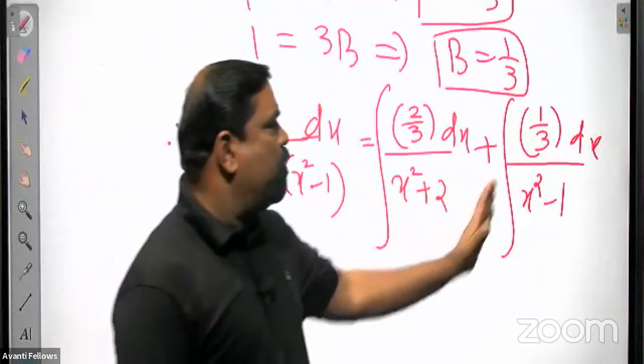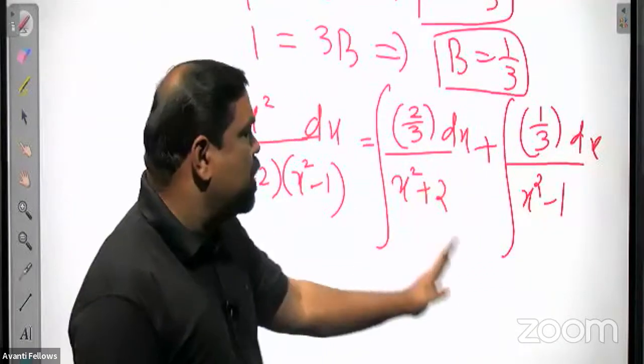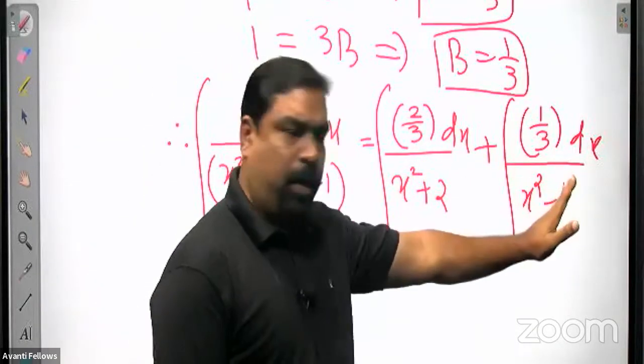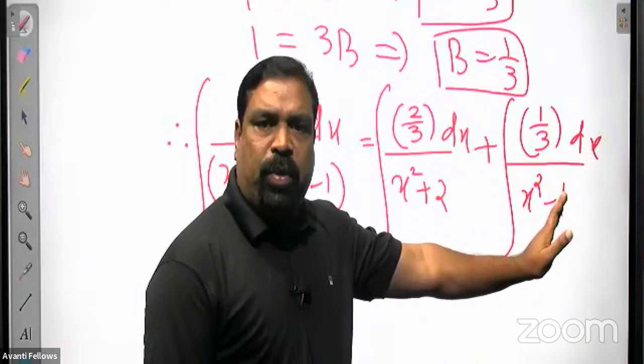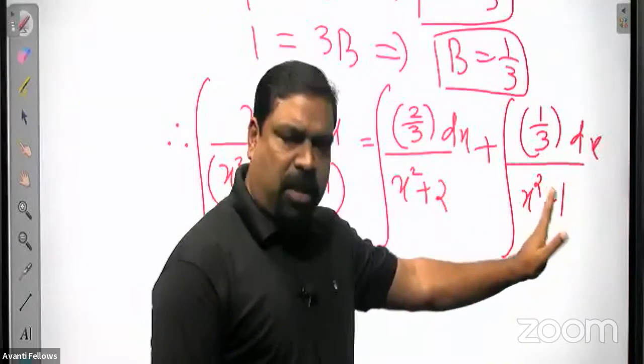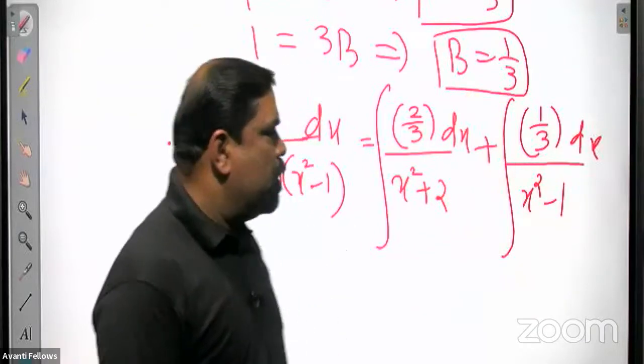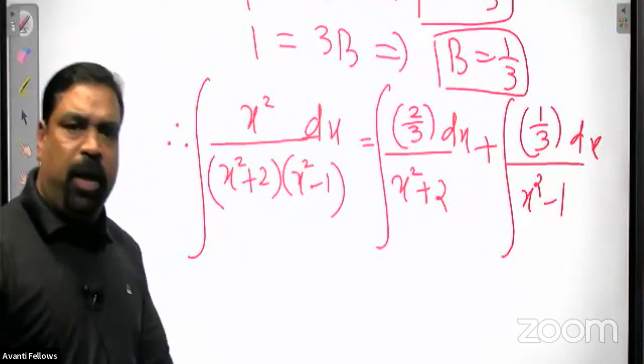Second integral also, 1 by 3 is a constant, take it outside. So 1 by x square minus 1, 1 by x square minus a square. That is also, we know the formula, the standard integral. So the remaining thing you can complete by yourself.